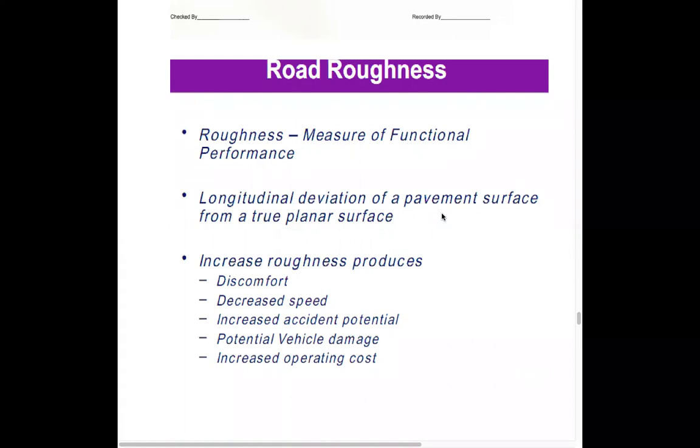Okay, so with respect to the plane surface, the longitudinal deviation is known as roughness or unevenness. Why is this roughness measured? What is the importance of measuring it? Increase in roughness will always cause discomfort for the vehicles. There is also decreased speed if you have a more uneven surface rather than a plane surface. Directly this implies increased accident potential.